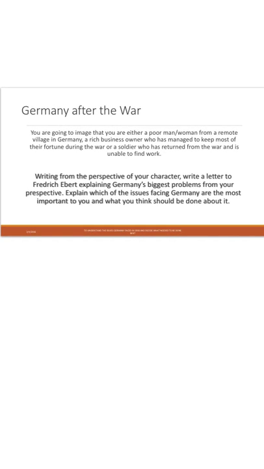So this is just a little bit of an extra. This is something that I asked my Year 9s to do, and they found really helpful, so it might help you as well. I've suggested that people are writing to Ebert, who is the first leader of Weimar Germany, and you are going to explain to him, as a poor man or woman in Germany, the issues that you feel there are in Germany at the time. Now, this is an additional extra, but by putting yourself in the minds of people at the time, you will understand it a little bit better.